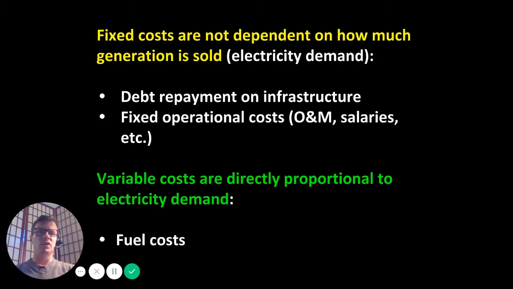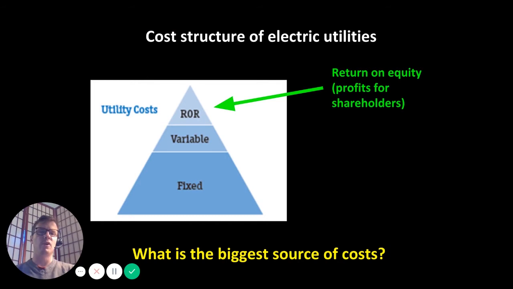So we have fixed costs, which are not dependent on how much generation is sold or electricity demand. And that's mostly debt repayment on infrastructure, as well as fixed operational costs like operations and maintenance and salaries, the costs of keeping the lights on. And then we have variable costs, which are directly proportional to electricity demand. And these would mostly be fuel costs. On top of that, we also have return on equity or profits for shareholders. So this triangle or this pyramid is supposed to represent the typical cost structure of an electric utility.